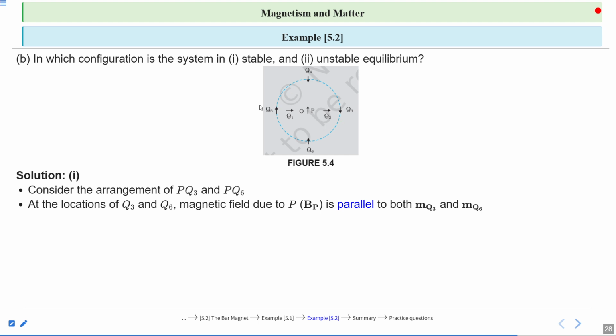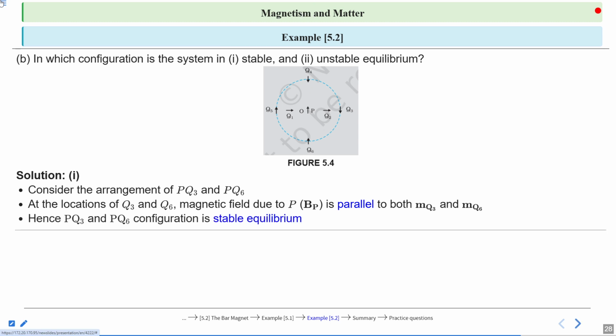That is clear? So consider the arrangement of PQ3 and PQ6. At the locations of Q3 and Q6, the magnetic field due to P, that is BP, is parallel to both MQ3 and MQ6, the magnetic dipole moments of Q3 and Q6. Hence the PQ3 and PQ6 configuration is stable equilibrium. They are parallel, so the angle will be 0 degrees and the potential energy will be minimum. So this is stable equilibrium.